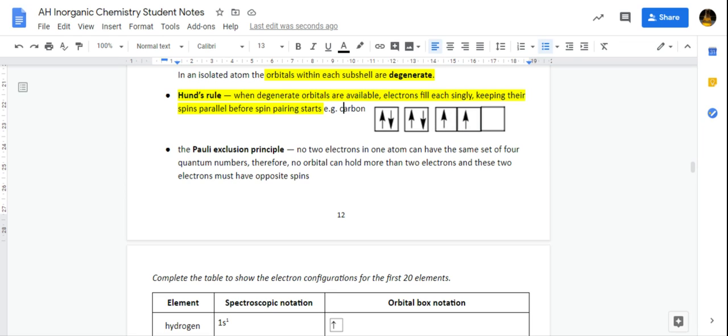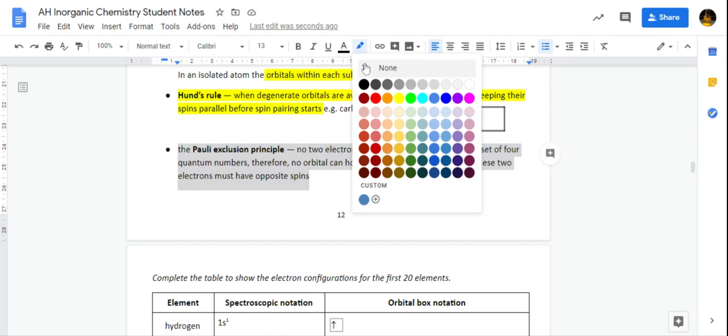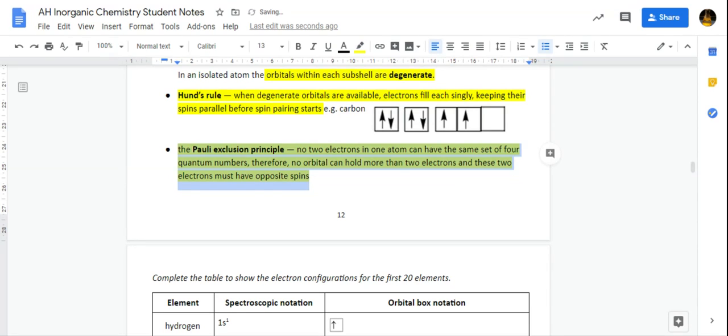And this applies to Hund's rule. If we had a third electron, you would put the third electron in the third p orbital, again with a parallel spin. If you had a fourth electron, it would go back and fill the first one with the opposite spin. Remember, each orbital can hold two electrons. So the Pauli exclusion principle: no two electrons in one atom have the same four quantum numbers, so therefore no orbital can hold more than two electrons, and these two electrons must have opposite spins.